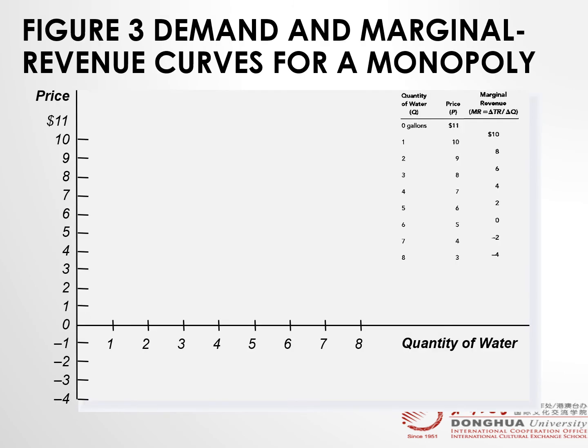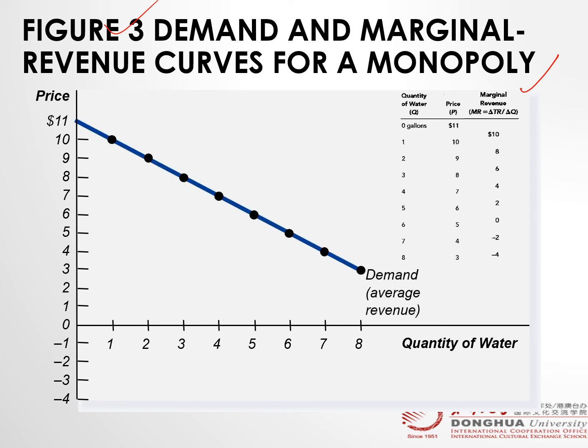Okay, this is figure 3 which shows the demand and marginal revenue curves for a monopoly. So let's draw the graph here so that you can understand what the shapes of the demand or price line and marginal revenue are. I have just pasted the values of marginal revenue and price, and if you draw it here, then it would look like this.